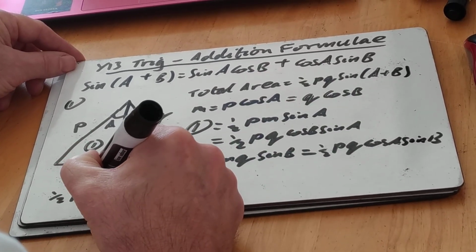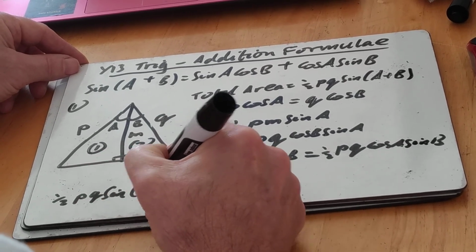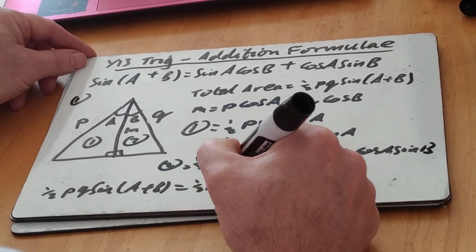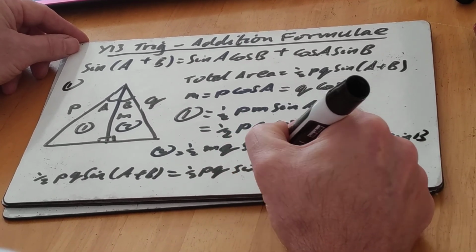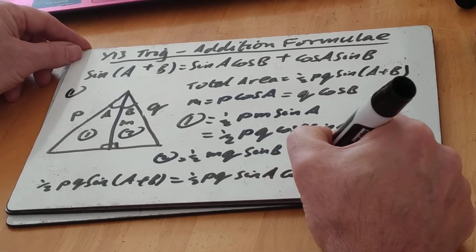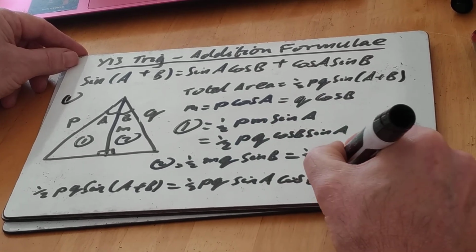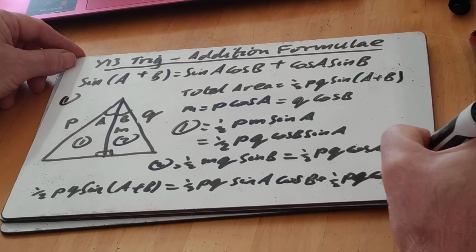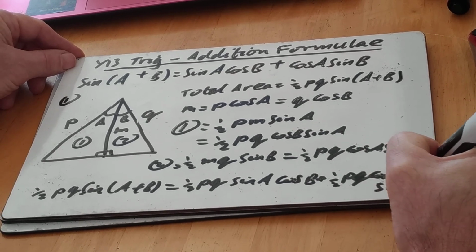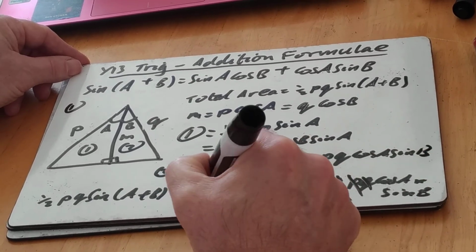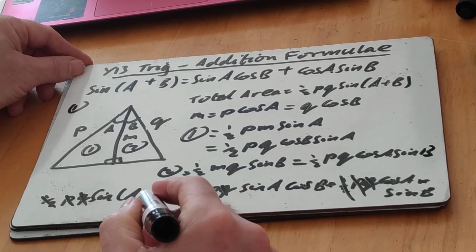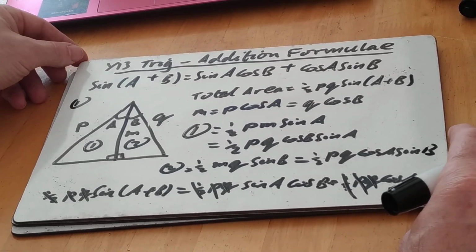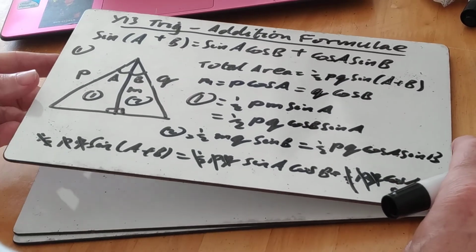So I get a half pq sine of A plus b. The total area equals number 1, half pq, and I'll rewrite the order of those two things, so we've got sine A cos b. And then similarly, this one, a half pq times cos A times sine b. Cancel out the halves, cancel out the p's and q's, and guess what? I've got sine of A plus b equals sine A cos b plus cos A sine b. So it comes from areas of triangles. And I'm going to use that to generate the other ones.